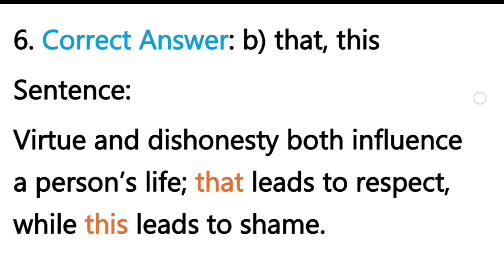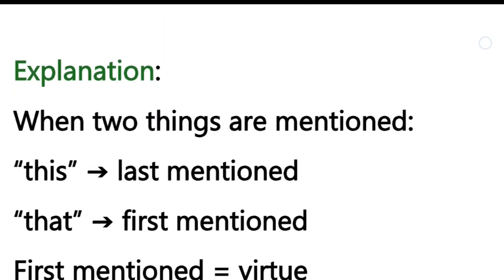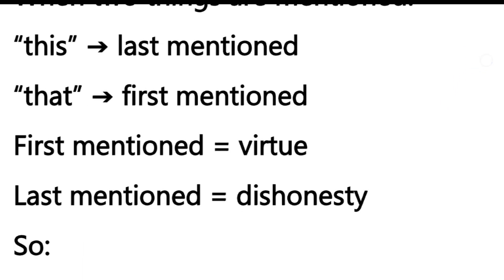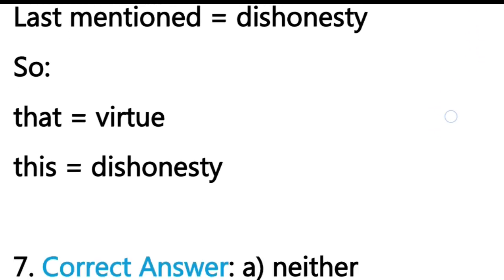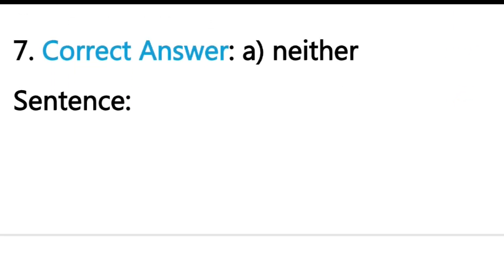In the detailed video we discussed this particular thing, that this is used for the last thing and that for the first thing. When two things are mentioned, two nouns, this is always used for the last thing mentioned and that is used for the first thing mentioned. So over here, first thing mentioned was virtue and the last thing mentioned was dishonesty. So with this, that is representing the word virtue and this for dishonesty.